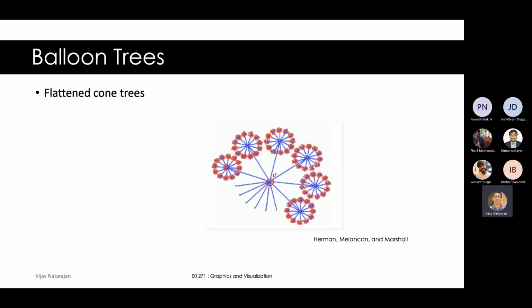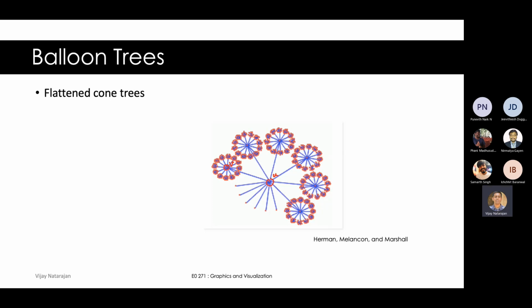So if this is U, its child is V. V's children are positioned around it, right? So in that sense, you use space quite efficiently. You know whose child is whom. So this is used in multiple applications.